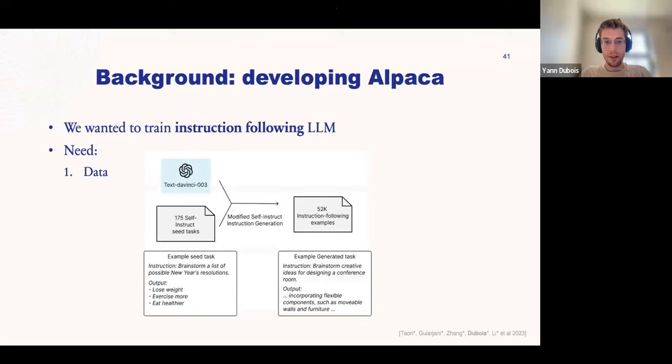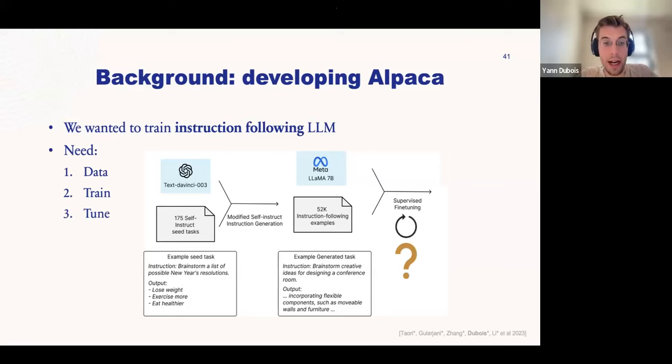So what do we need for this? One, to train an instruction following LLM, you need some data. I'm not going to talk too much about this, but basically we collected some data using another LLM also. Two, you need to have a base model. So we used Llama 7B. That's already a long time ago. And you need to have a loss that you're going to be optimizing. And we used a supervised loss. This is not that important.